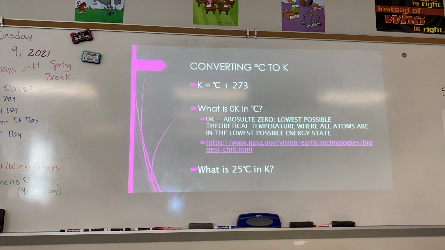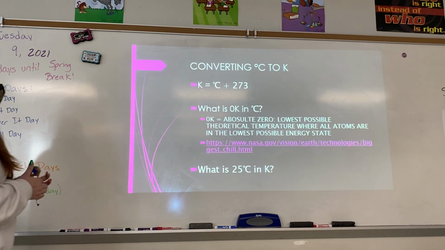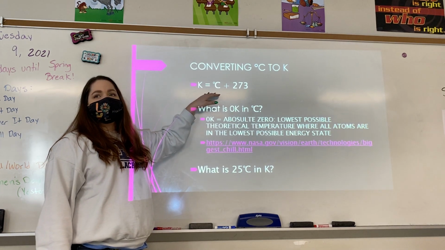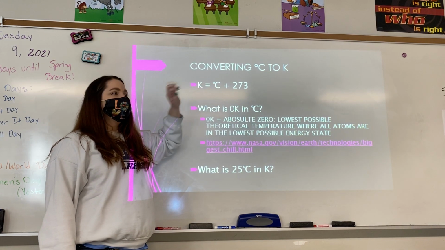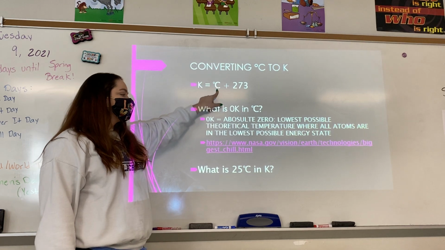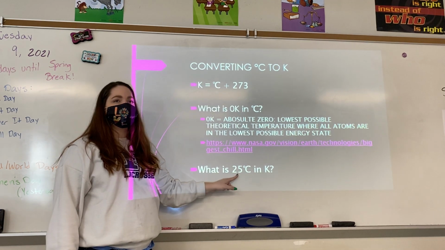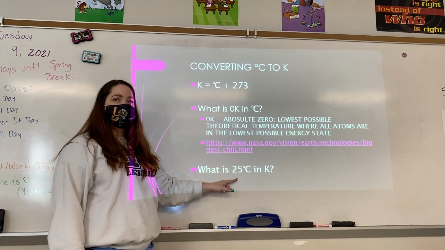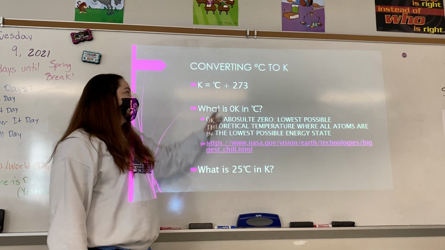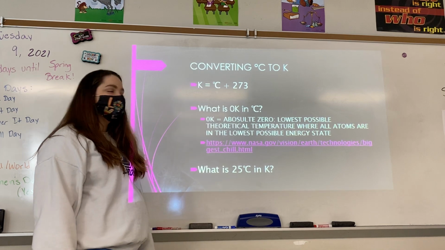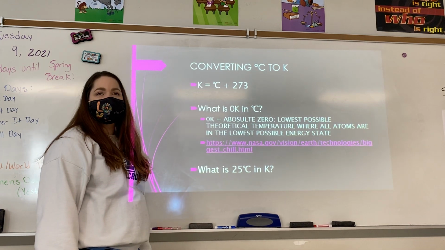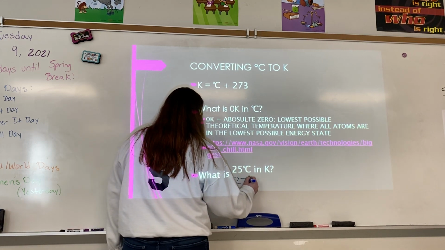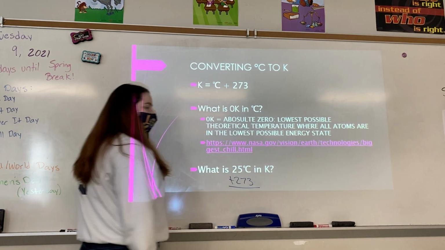So how do we convert between degrees Celsius and Kelvin? Well, all we have to do is use this formula. This formula is given to you on your formula sheet. But if you notice, if I give you a temperature in degrees Celsius, so if I give you 25 degrees Celsius, and I need you to convert that into Kelvin, what are you going to do to that number? Add 273. You're going to add 273. So if I want you to convert 25 degrees Celsius into Kelvin, you would just add 273, and what would your new number be?